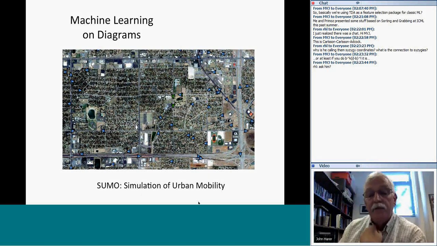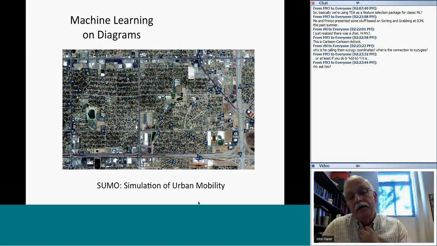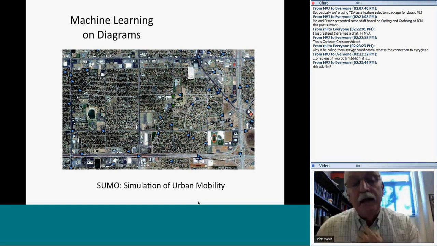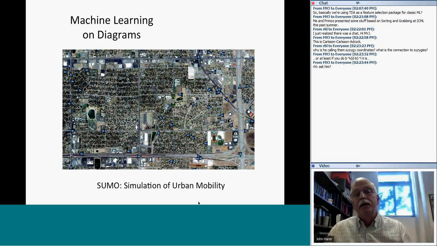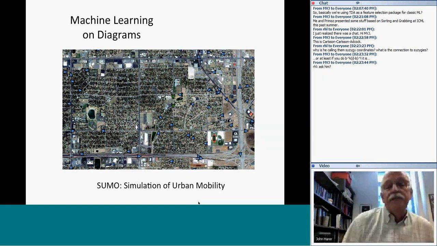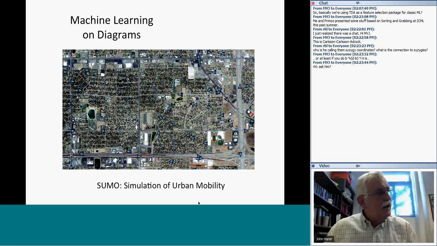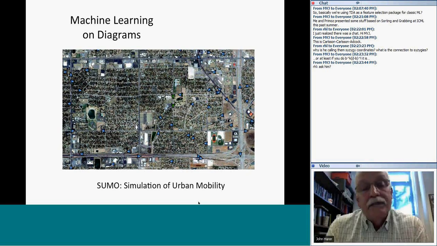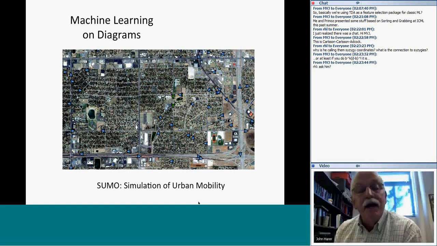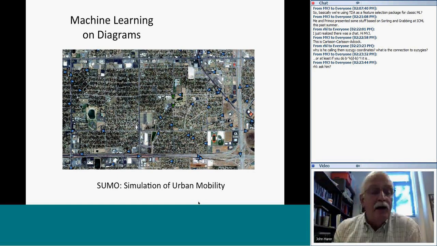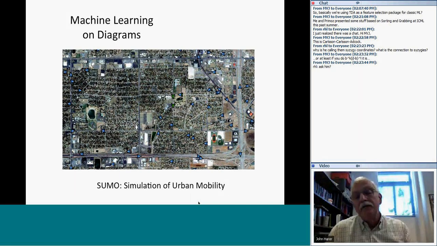So here's the way we went about actually discovering this method that we could use. There's a simulator for driving patterns called SUMO, Simulation of Urban Mobility, created, I think, by the German Department of Transportation, something like that. They have this very nice simulator, and you can take an aerial map. You have to have various kinds of information about it. You can start the cars, which are the little blue arrows, and if you look carefully in the middle, you'll see a couple of green arrows.